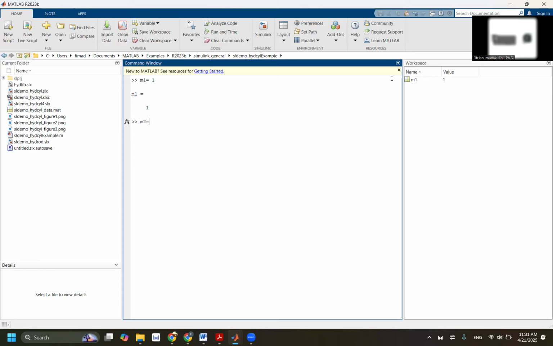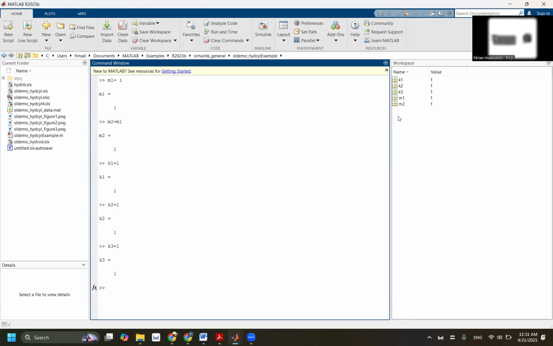M2, I can write it equal to 1 as well, but I want to write M2 is equal to M1. It's 1. And then I have the K1 equal to 1 as well. K2 equal to 1. K3 equal to 1. Okay. So now you notice here, we don't really have a unit, right?